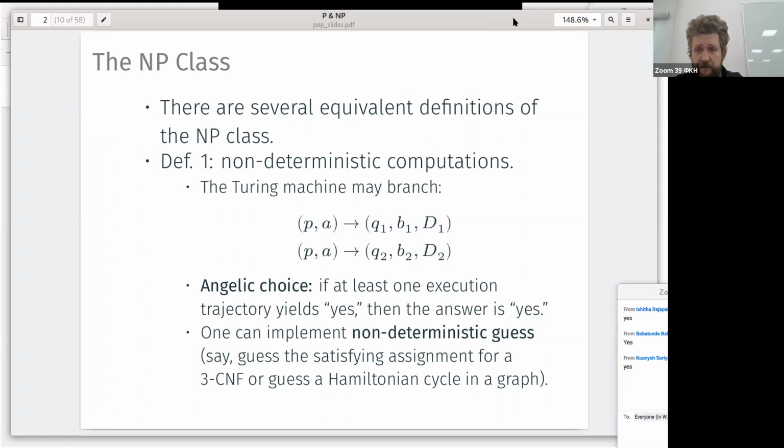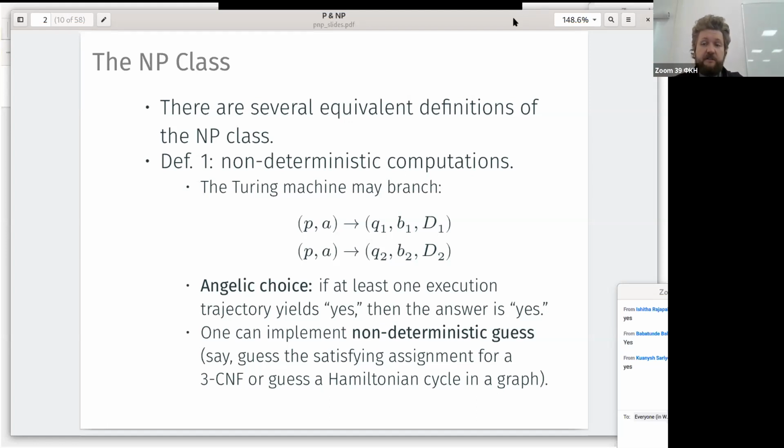What we should also understand here is that the NP class, unlike the P class, is asymmetric. So if we flip the result, if we take the complement, so for yes we answer no, and for no we answer yes, then the problem, if it was in NP, will become a problem in co-NP. So it will come to the dual class. While P is symmetric: if you have a P problem, then you can just deterministically solve it and then just swap the answers. This is possible.